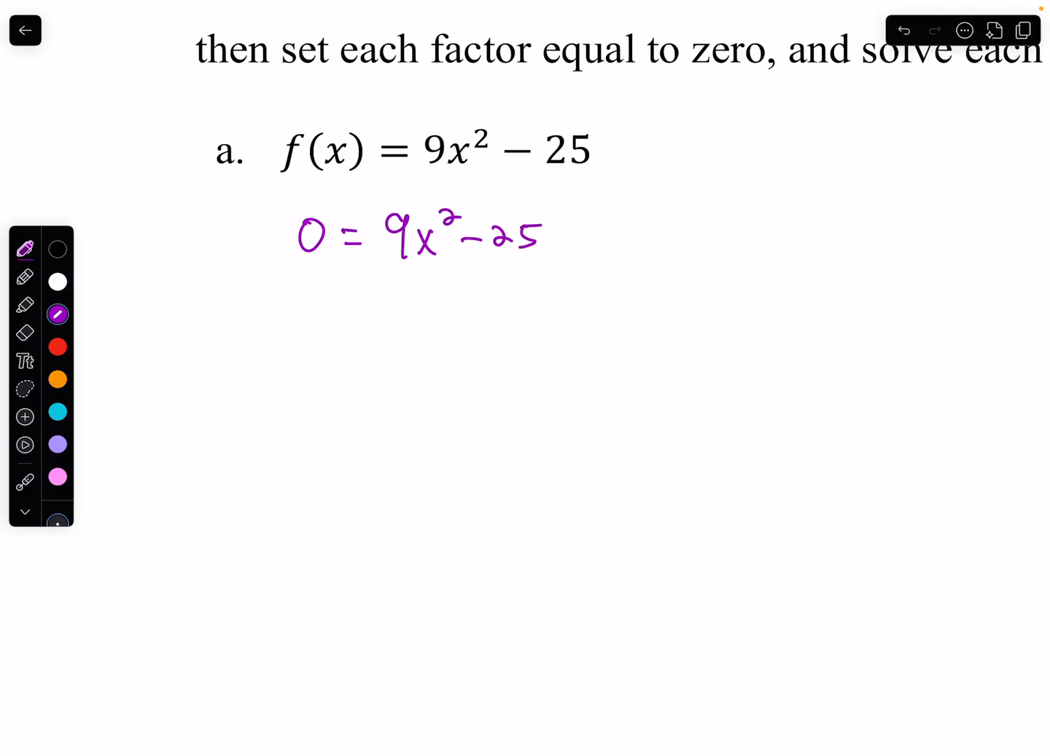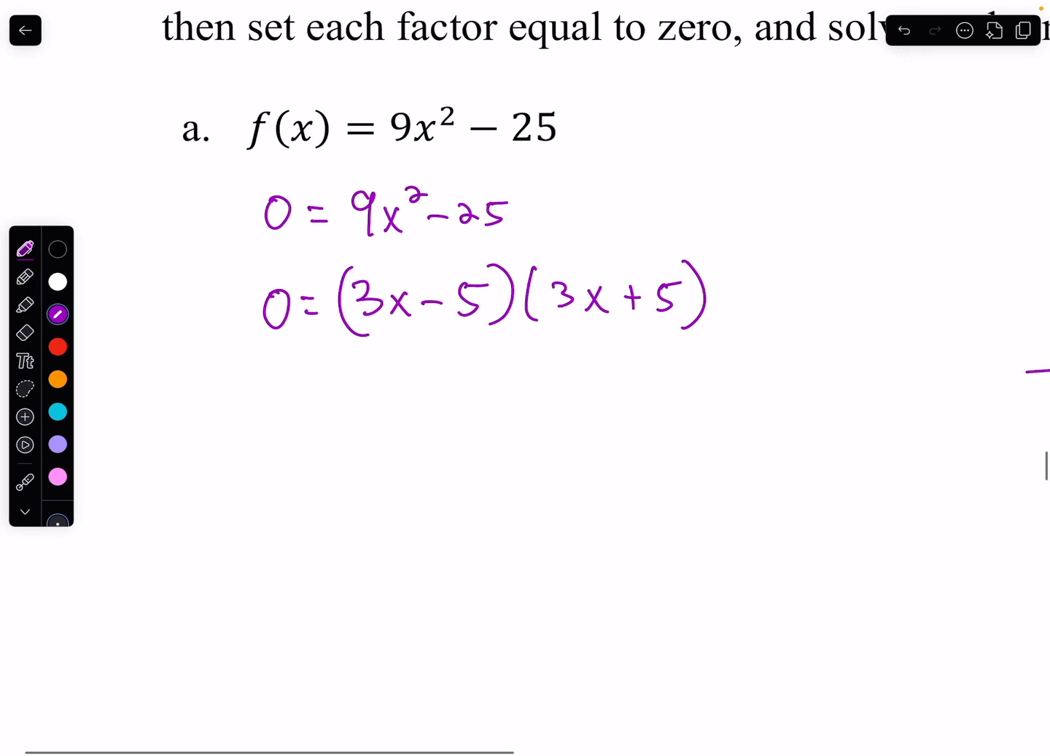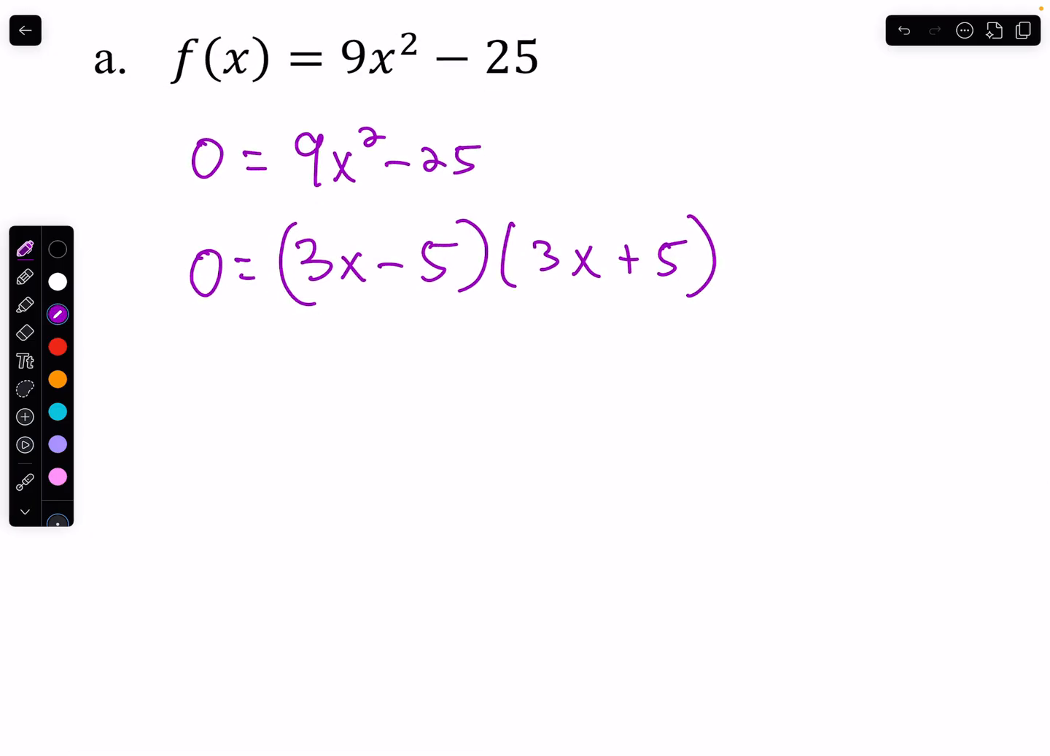If we want to determine multiplicity, we're going to have to factor this. I know we could isolate the x, but when we're looking at multiplicity, we have to factor it. So this is a difference of two squares. I'm not going to rehash how to do a difference of two squares. Now, if I want to find my x-intercepts, I have to set each factor equal to 0 and solve.